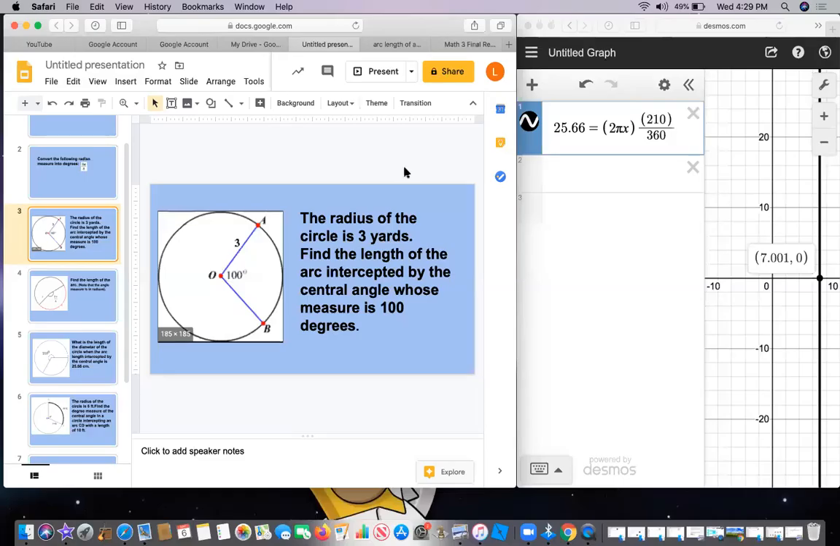The radius of the circle is 3 yards. Find the length of the arc intercepted by the central angle whose measure is 100 degrees. This problem tells us about degrees.